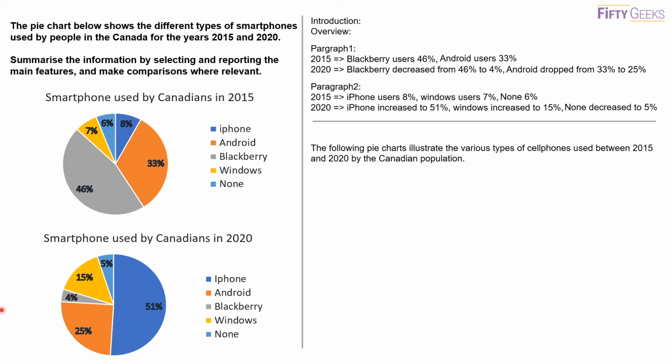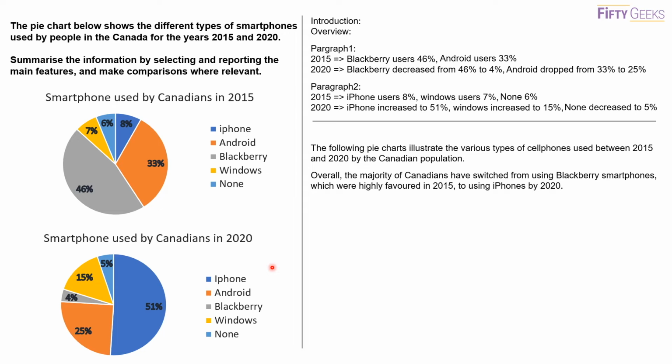So by comparing the two pie charts, it is clearly seen that BlackBerry had the majority of Canadian users in 2015, which were moved to the iPhones by 2020. I will write it as, overall, the majority of Canadians have switched from using BlackBerry smartphones, which were highly favored in 2015, to using iPhones by 2020.